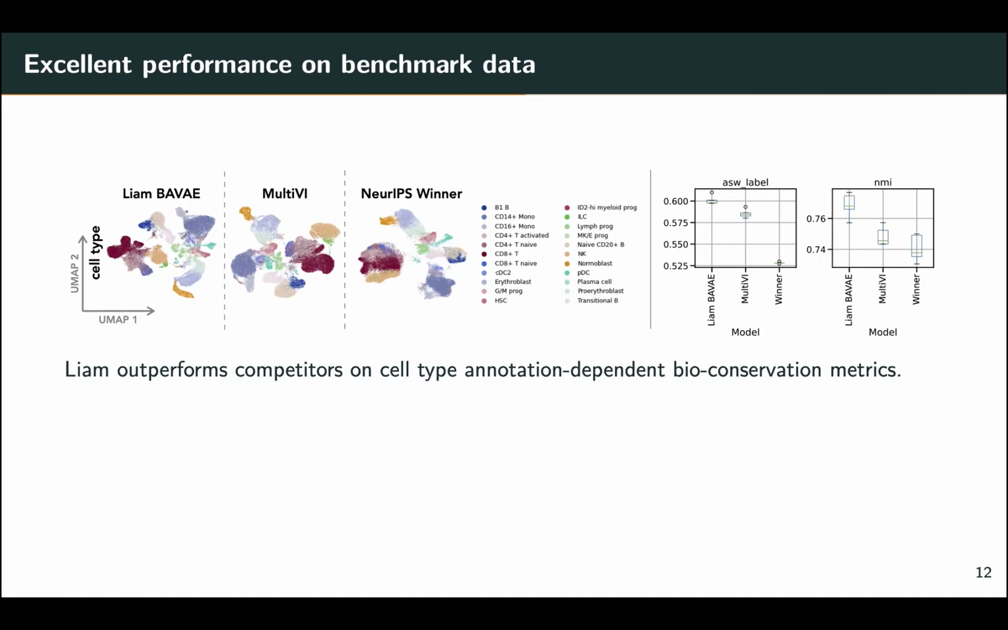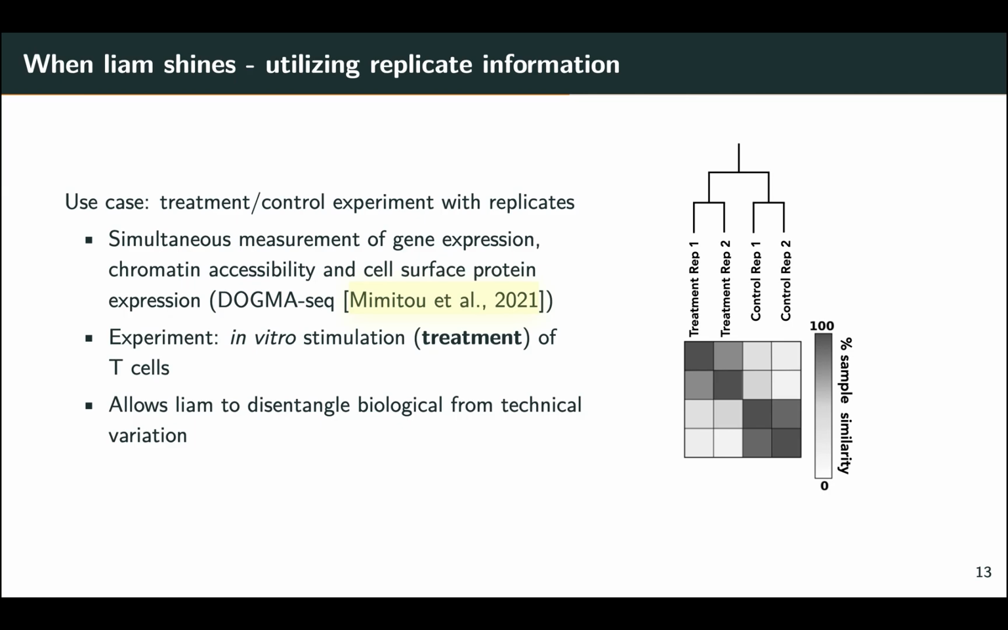A second aspect that I want to highlight is that, here you see the color now represents the cell types that were provided by the challenge organizers. And there were 4 metrics that were measuring bioconservation in the challenge, and 2 of them are dependent on these cell type labels. And on both of them, Liam outperforms multi-VI and the challenge winner. So in summary, Liam showed the best bioconservation while successfully removing nested batch effects here between our 3 models on this benchmark dataset. And with this, I'd like to move to the second use case.